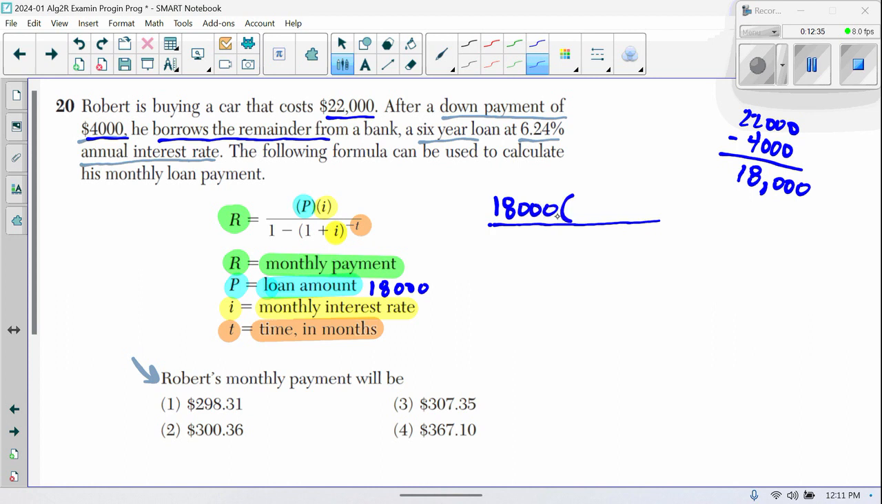Times my interest rate. Okay, here's where you got to be careful. They give me an annual interest rate. I want a monthly. So I take my interest rate. First of all, I want to get rid of that percent. So I slide the decimal over 2 to the left, or I can divide by 100. That's 0.0624. That's the interest rate for the year. That's what annual means, per year. But they want it in months, so I just divide that by 12. That's going to be my I.